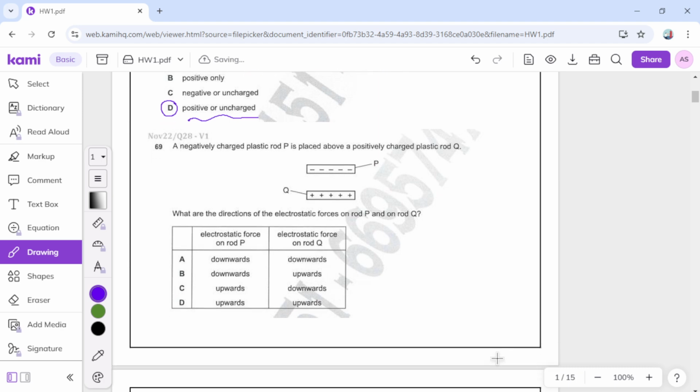Second question. We have two plates, negative and positive. What are the directions of the electrostatic force on rod P and on rod Q? As you see, rod P will be attracted to the negative plate, so the force on P is down. And Q will be attracted to the positive plate, so the force will be up. So the electrostatic force on P will be down, and on Q will be upward.